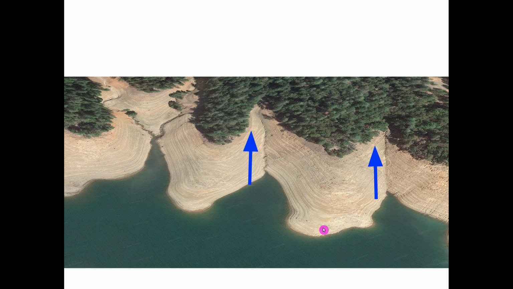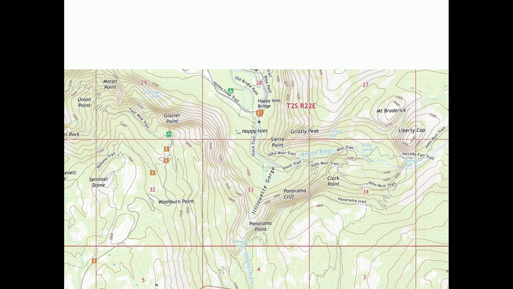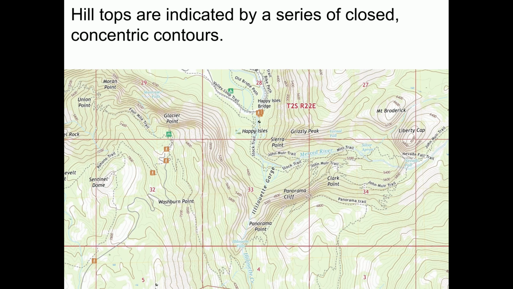I really am bummed that there's not more detail right here, because here the lines should be close together and here the lines should be far apart, because it's flat. Here they should be far apart, but we can't really tell. But you can see that the contour lines make a V pointing upstream. Contour lines crossing stream valleys form a V pointing upstream. Hilltops are closed circles: Sentinel Dome, Mount Broderick, Liberty Cap, those are all examples of hilltops.